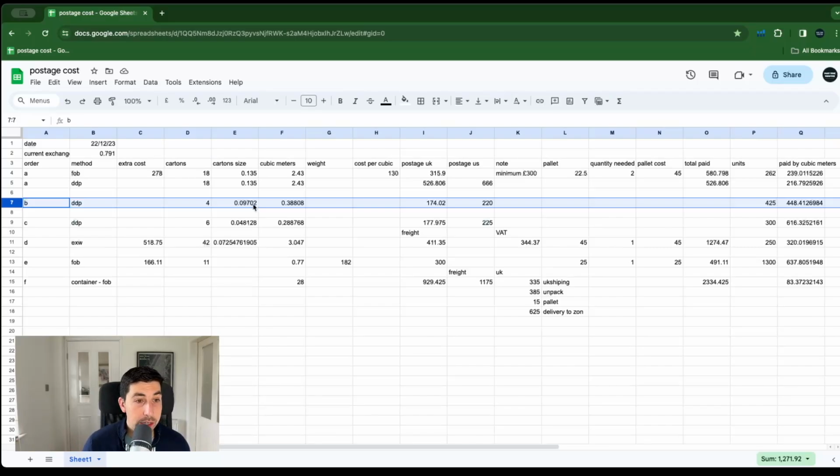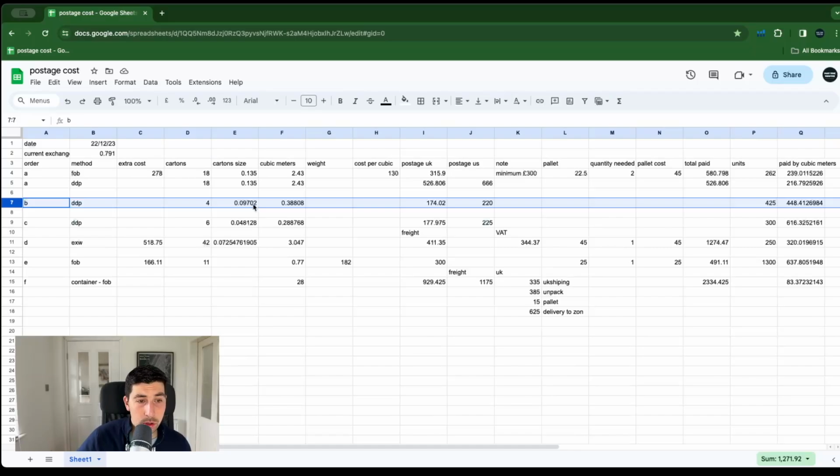We've got another shipment. We've got DDP, 6 cartons this time. It cost us 177 quid to import it. It was 300 units, so it ended up actually costing us more, 616 per cubic meter. And you notice that the more units you order, of course, the cost lowers massively.